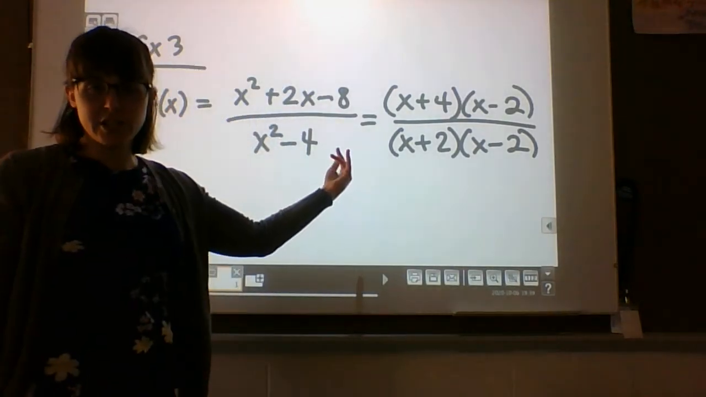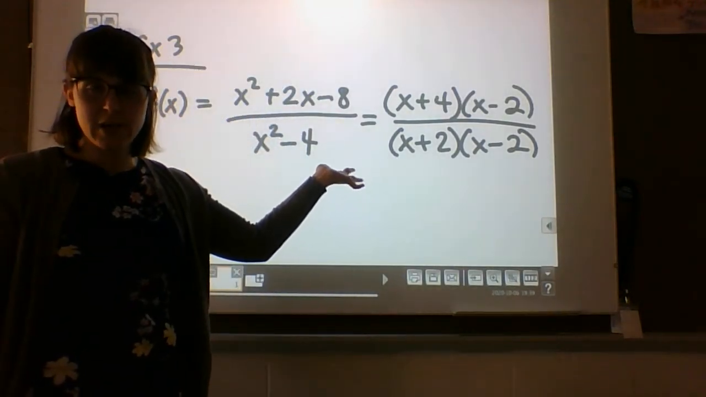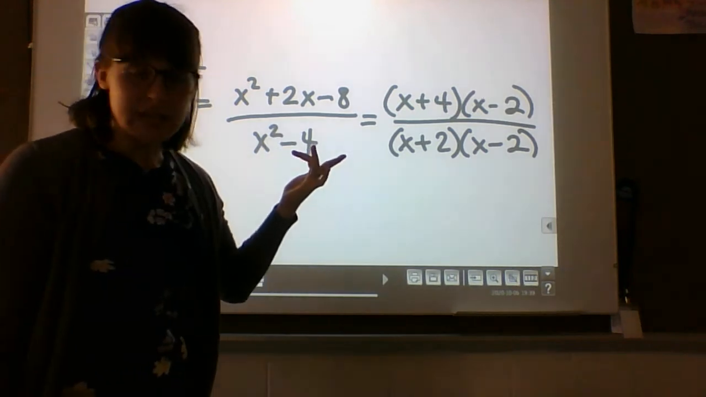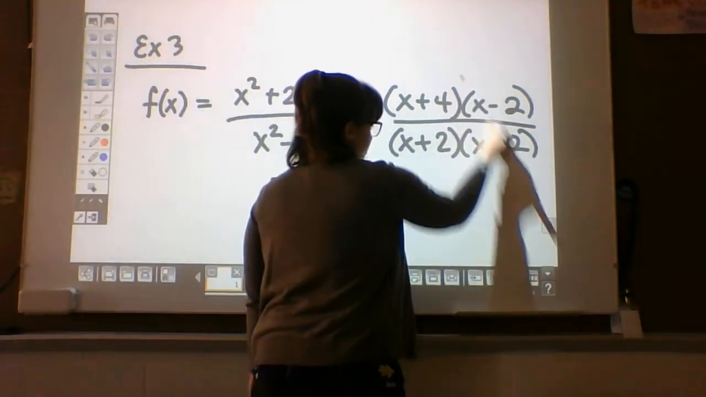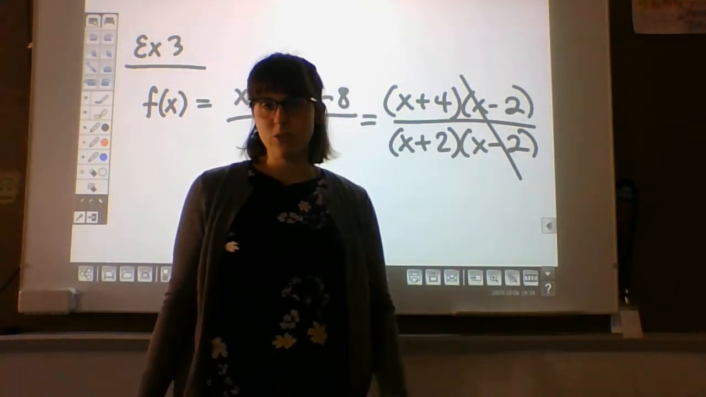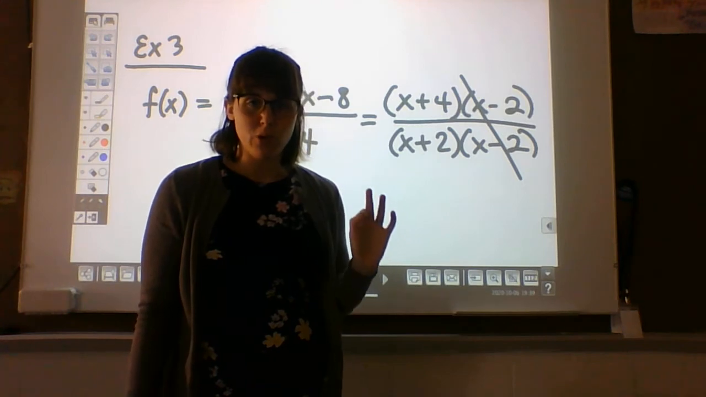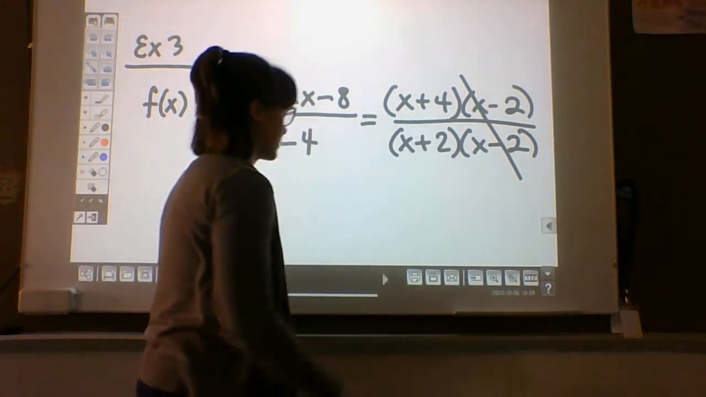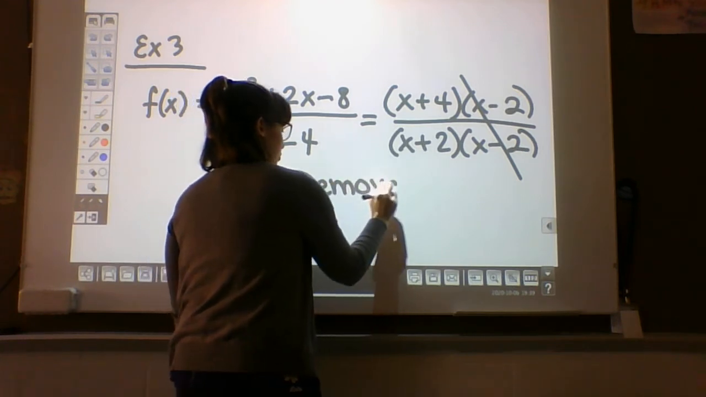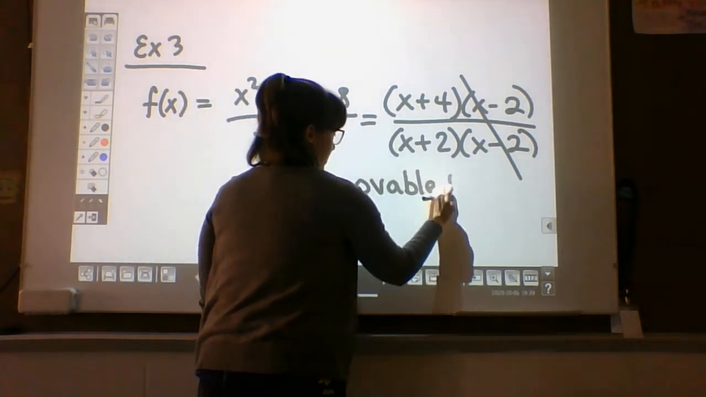Okay, now this should look a lot like when we were finding limits, and we had to factor before we could find limits. Because now you can cancel some things out. You can cancel out the x minus 2. So when you cancel out the x minus 2, this is now called removable discontinuity. And write that down. It's now called removable discontinuity.